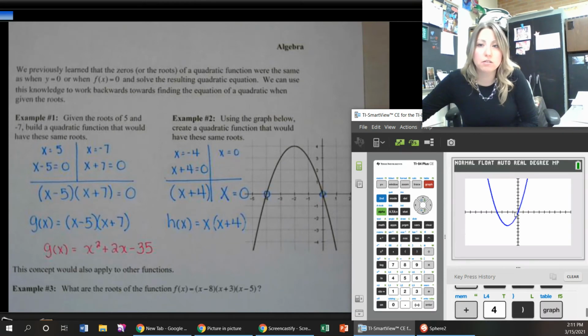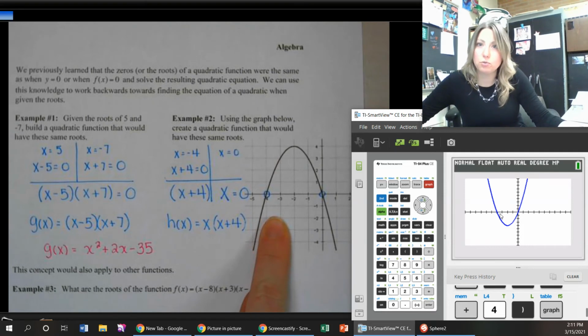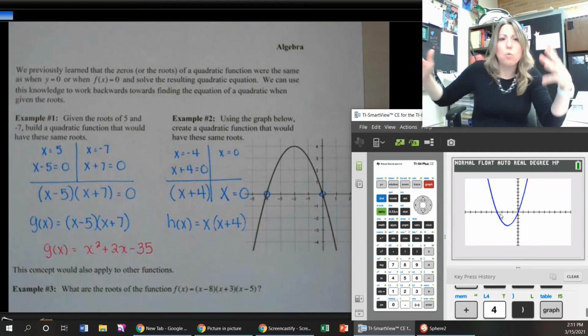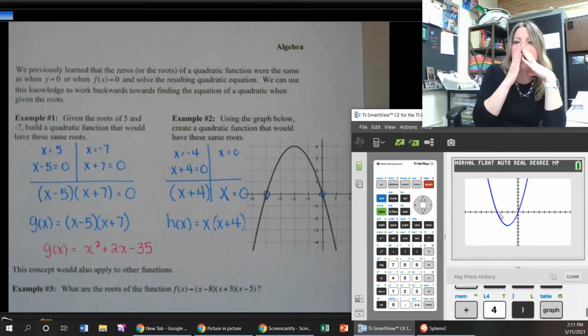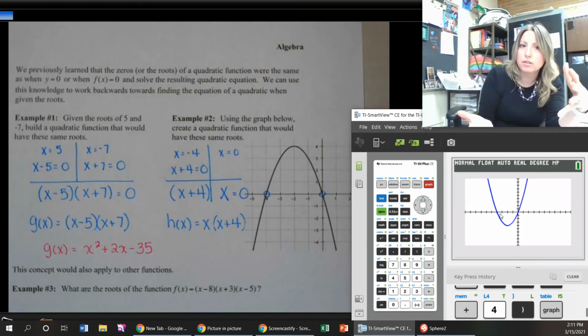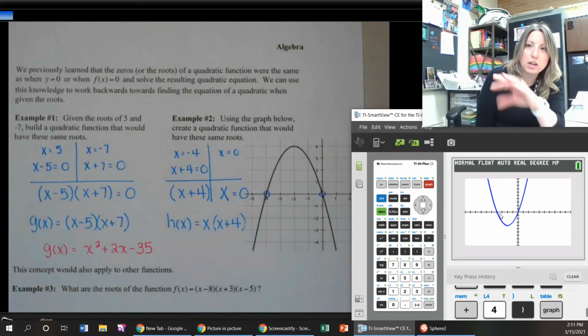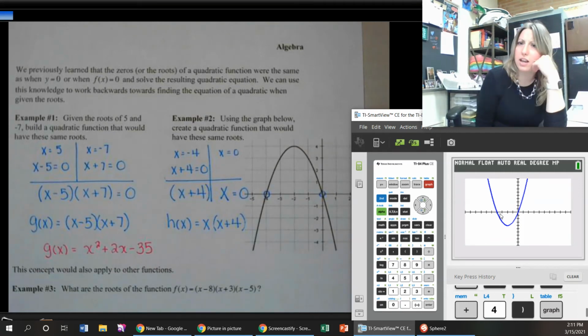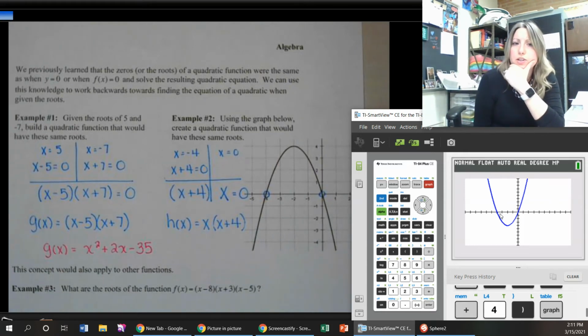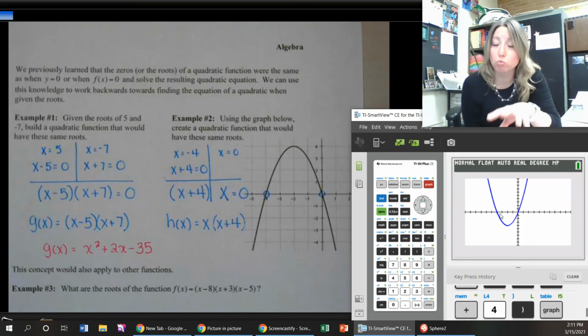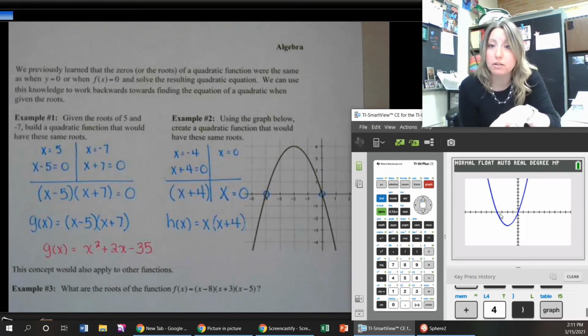Oh, look at that. Root at 0, root at... wait. What did I do wrong? What didn't I consider had to happen here? I've got the roots in the right spot. Do I have the same quadratic function? Did it say I needed the same quadratic function? No, it said I needed a quadratic function with the same root. So I'm technically right. But what really should I have had happen?